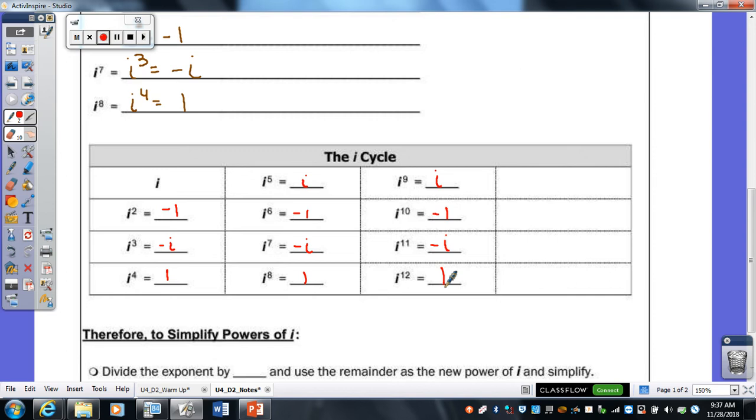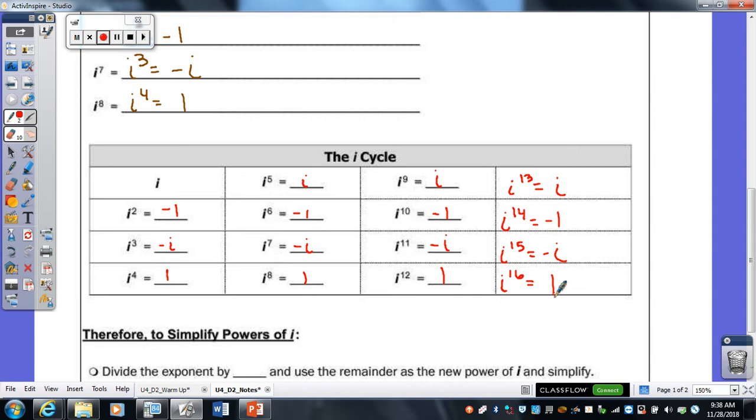So then if we were to keep that pattern going, I to the 13th is the same as I, I to the 14th is -1, I to the 15th is -I, and I to the 16th is 1. So then it's just going to keep repeating. I to the 17th would follow the same pattern, 18th, 19th, 20th, and so on and so forth.